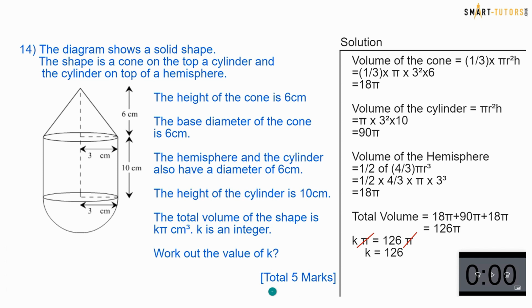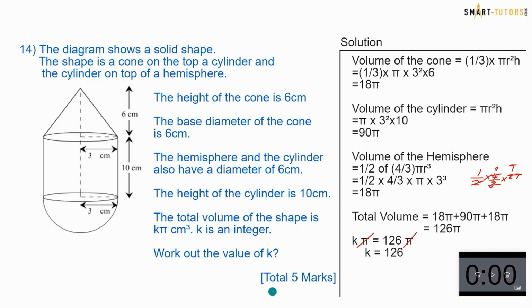So let me check it out again. Let me write this one. So half times 4 over 3 times 27, right? So the 3 is going to cancel with the 27 to give 9, and the 2 is going to cancel with the 4 to give 2. So 2 times 9 is 18 pi, which is correct. So the total volume is 18 plus 90 plus 18, which is 126 pi.